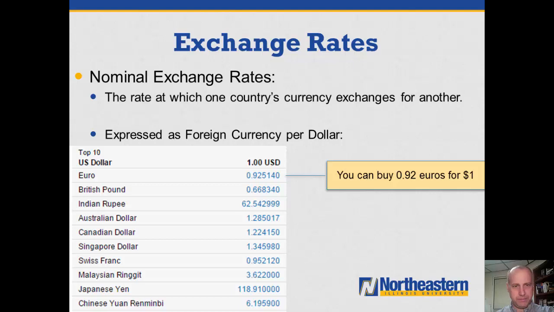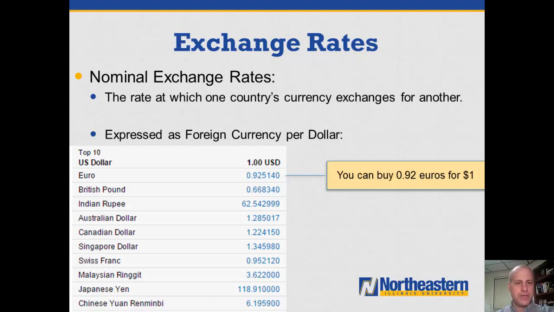Exchange rates. Exchange rates refer to the rate at which one country's currency can be exchanged for another. So we use dollars in the United States, but in the Eurozone, countries use euros as their unit of currency. In Great Britain, they use the pound. A number of countries use their own national dollars. In Japan, they use the yen.